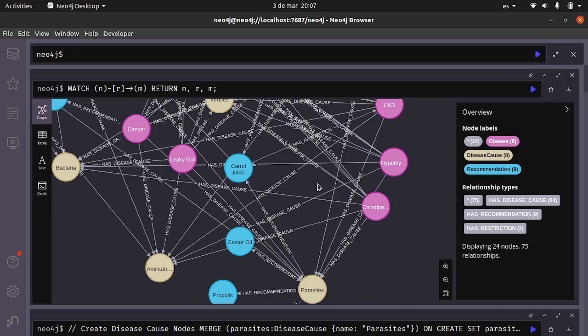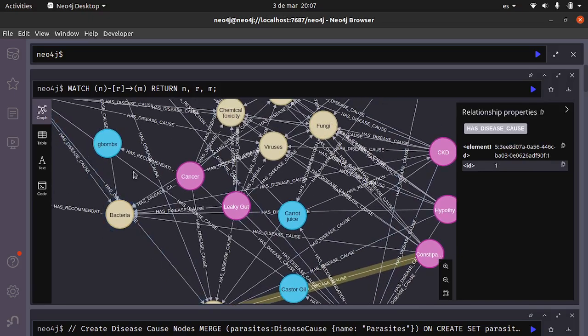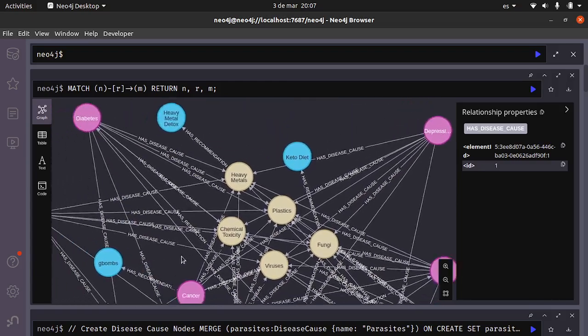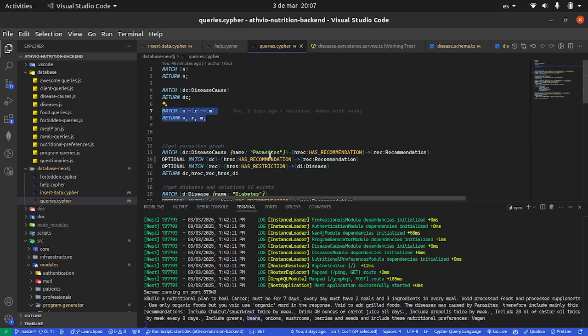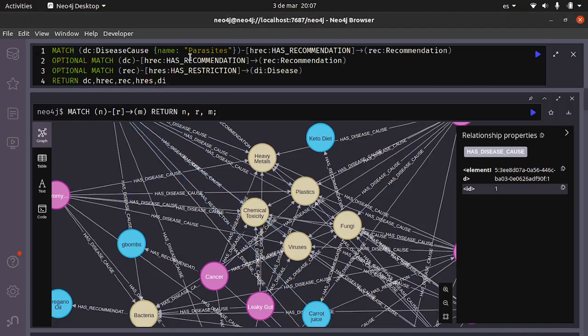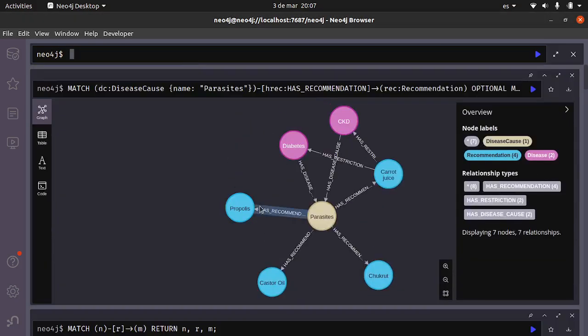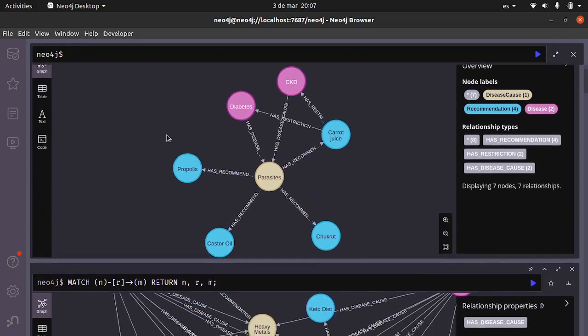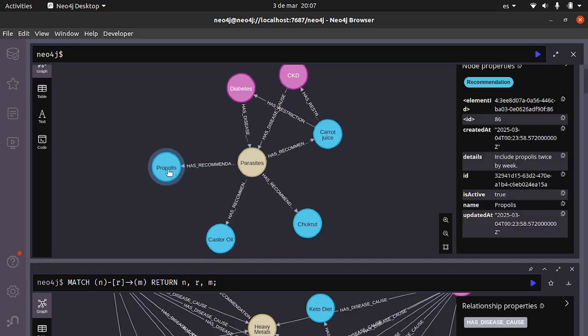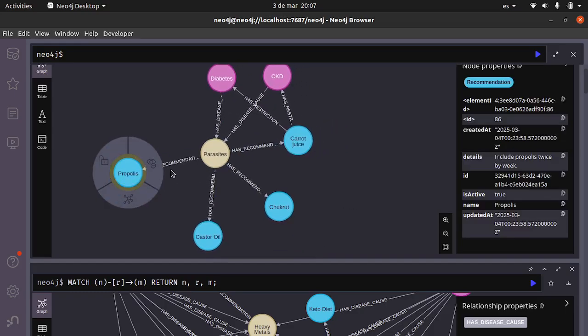But in this database, it's also easy to make specific requests and not show too much information. For instance, I want to check the relationships with parasites. We reduce the information and only have parasites here. For instance, to remove parasites, we have propolis as a recommendation. You can see it says include propolis twice a week.